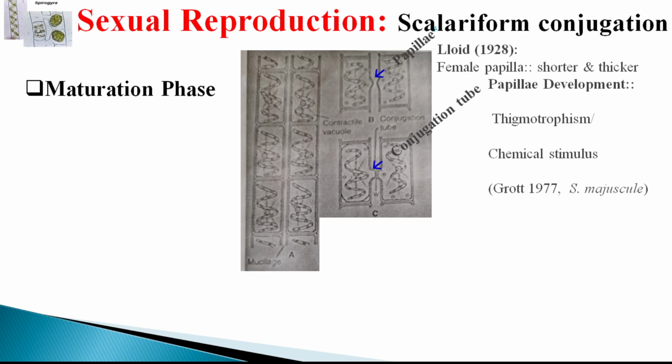Grot reported that there is a species of Spirogyra known as Spirogyra majusculae, and it shows that the growth of a conjugating papilla, or you can call it a copulation tube, is controlled not only by the thigmotropism stimulus but probably by an interaction between hormone-like chemical substances which migrate by diffusion from one filament to the other, depending upon the single division of the cell.